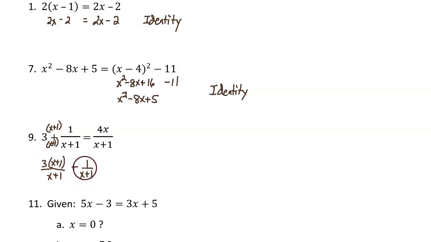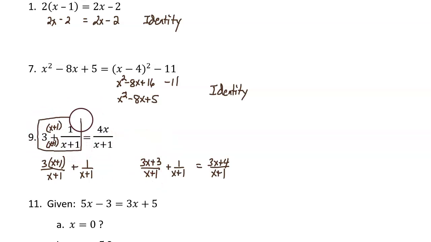Again, I'm doing work on the left side of the equation. I'm not doing anything yet with the right side. Now we can do the distributive property on this piece here. This becomes 3x plus 3 all over the denominator x plus 1. And there's still the plus 1 over x plus 1 next to it. Now that these have a common denominator, they can be added by adding the numerators. 3x plus 4 all over x plus 1.